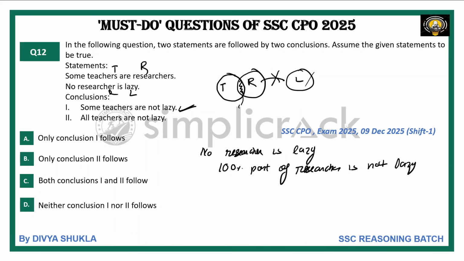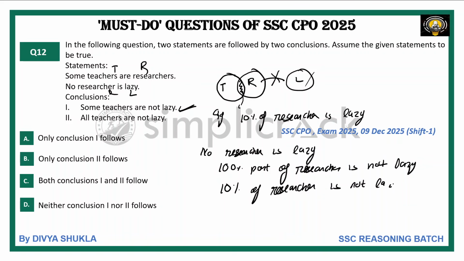Suppose I am saying that 10% part of researcher is teacher. If 100% part of researcher is not lazy, then that 10% of researcher will also not be lazy. And what was the 10%? It was the 10% part of researcher that is teacher. So I can say that some part of teacher, because this 10% part is only some part of teacher, is not lazy. So some teacher is not lazy.